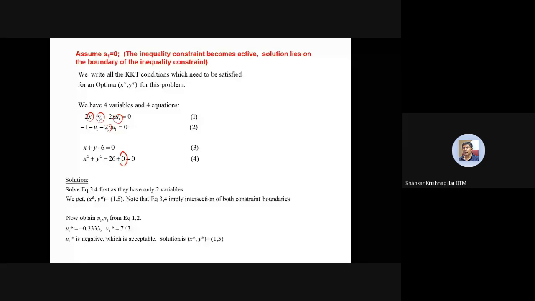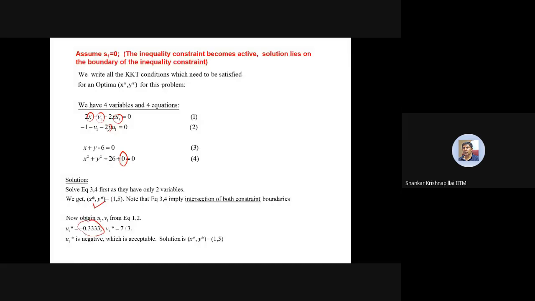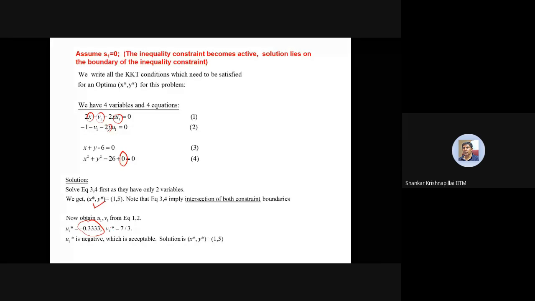You get x star, y star is 1.5. It satisfies both the constraints. If you substitute in both the constraints, this will satisfy. Also the value of u1 is negative, which is acceptable. And the value of nu1 is 7/3. As far as nu1 is concerned, any sign is okay, plus or minus, because the contours can come from both sides of the equality constraint. So this is the right solution. X star, y star is 1.5 is the right solution.